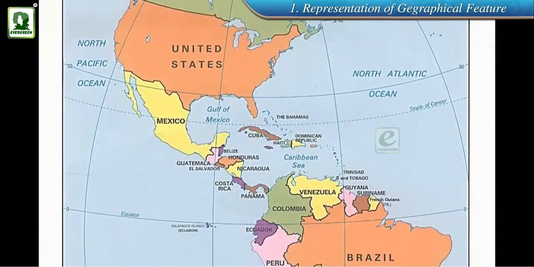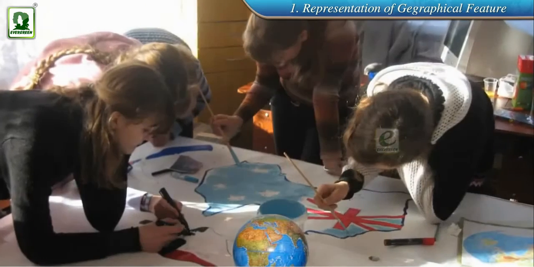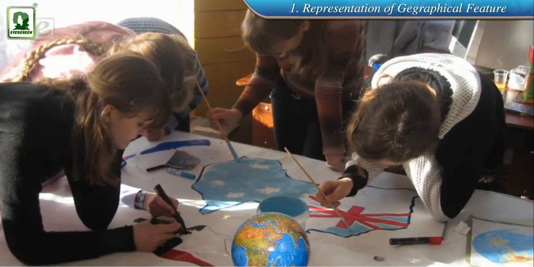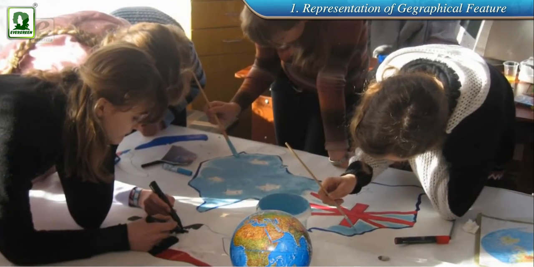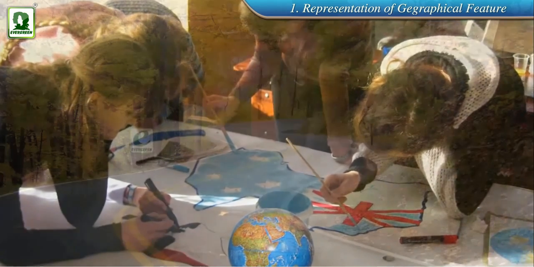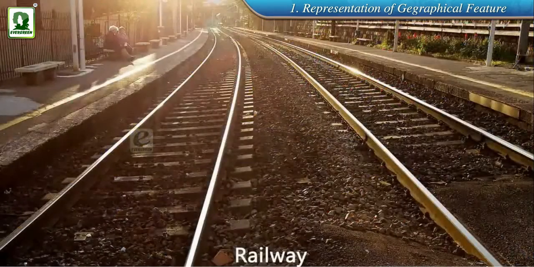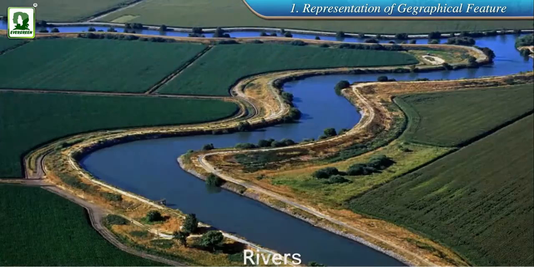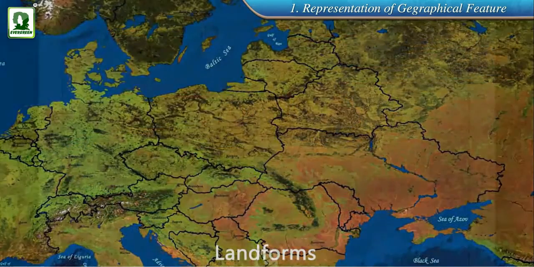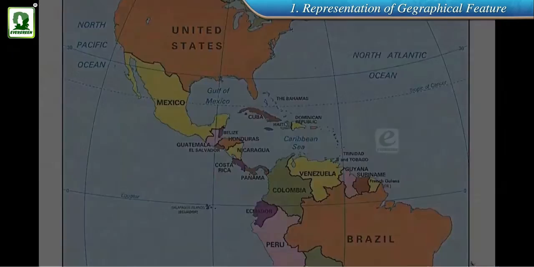The most important advantage of the map is that we can draw a part or the whole of the Earth on a map, and many details like roads, railways, rivers, landforms, etc. can be shown on such maps.